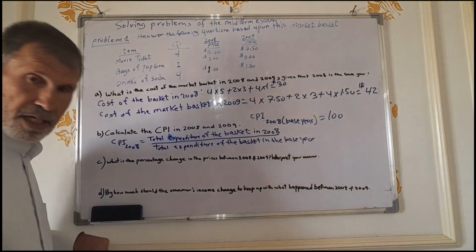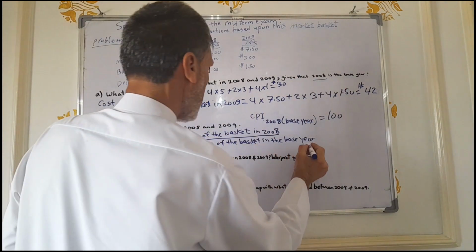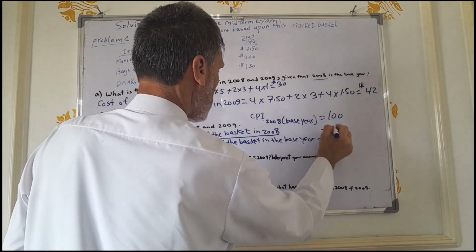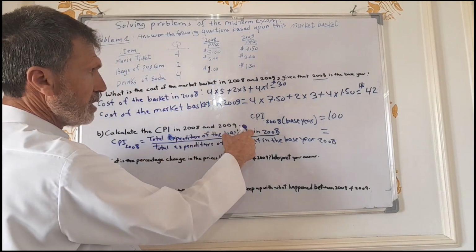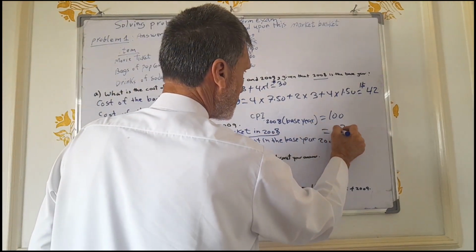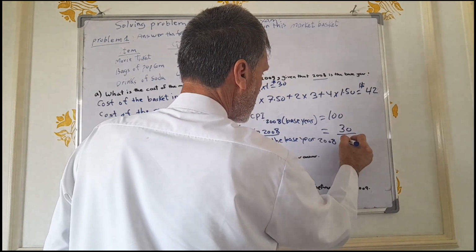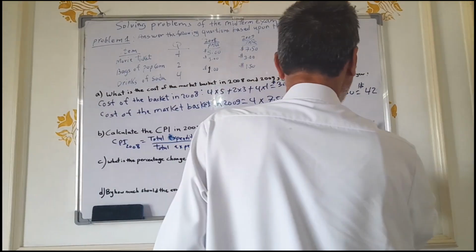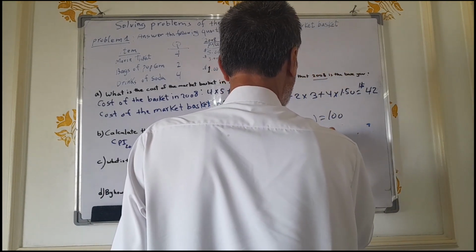Now, what's the base year? We said the base year is 2008. Therefore, in 2008, which is equal, we know the total expenditure of the market basket in 2008 is how much? 30. The same thing as the cost of the basket. Over 30, we come up with what? 100. Or times 100, of course, here. Don't forget 100.